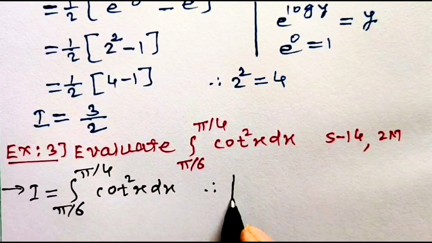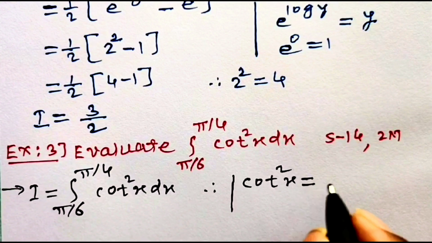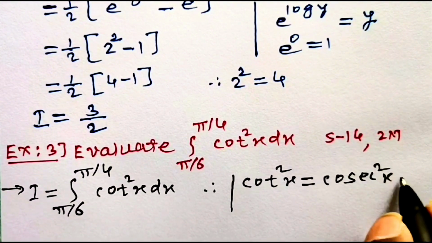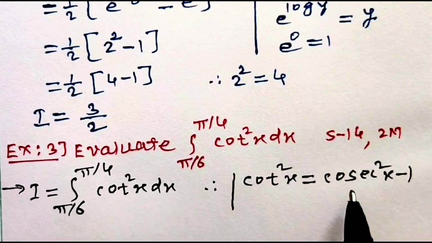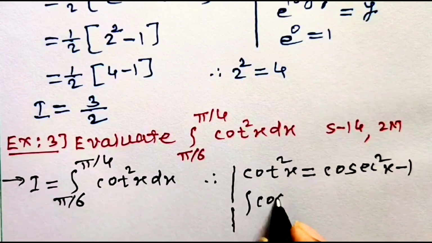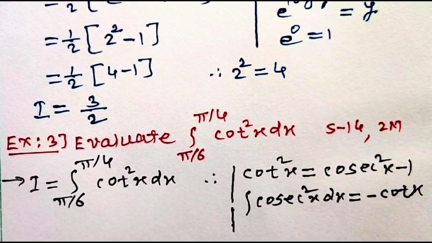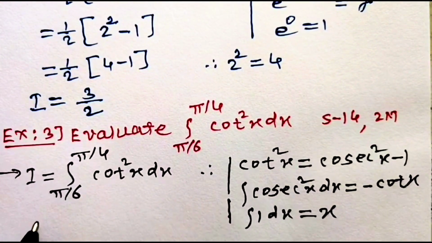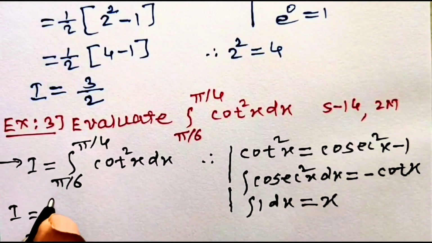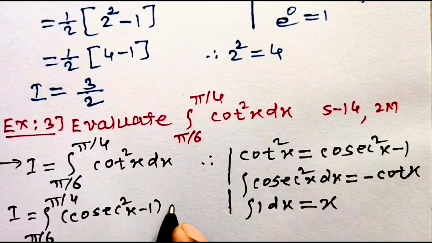Now you must know this trigonometrical formula. Cot square x is equal to, this is a trigonometrical identity, cosec square x minus 1. Okay, replace cot square x by cosec square x minus 1. And you know the integral formulae: integral of cosec square x with respect to x is equal to minus cot x, and integral of 1 with respect to x is x. So integral I can be written as integral from pi by 6 to pi by 4 of cosec square x minus 1 with respect to x.